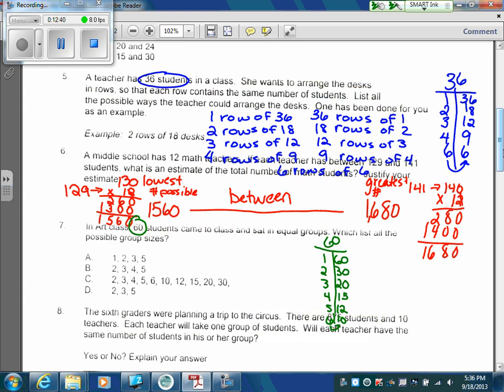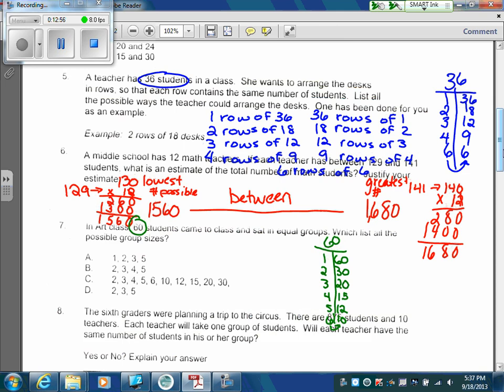that's repeating. So what this means is they could have sat in equal groups of 1 and 60 or 60 and 1, that doesn't make sense, but they could have done 2 groups of 30 or 30 groups of 2, 3 groups of 20 or 20 groups of 3, and all the way down.